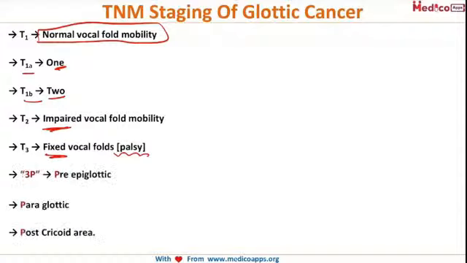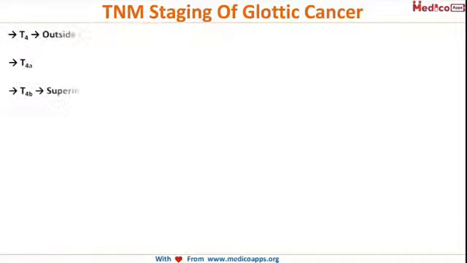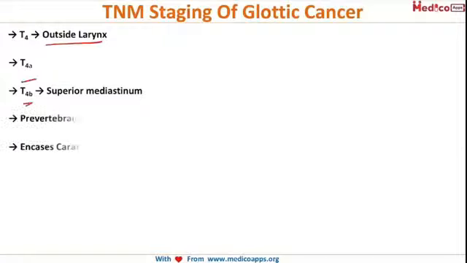Now, there are three P's that we have to remember. In T3, the tumor can be in the pre-epiglottic, paraglottic or the post-cricoid area. When we look at T4, that is present outside the larynx. In T4a and T4b, it spreads into the superior mediastinum or the prevertebral space, or it even encases the carotid artery. So this is the T staging of the glottic cancer.